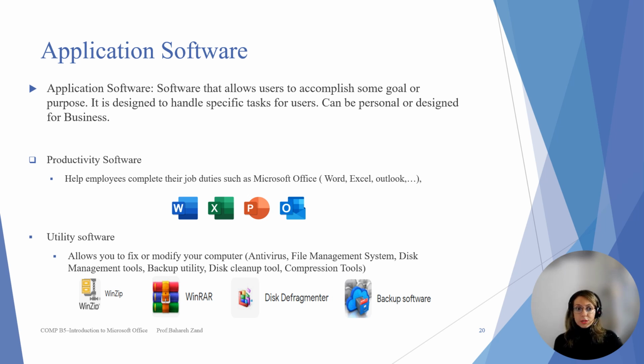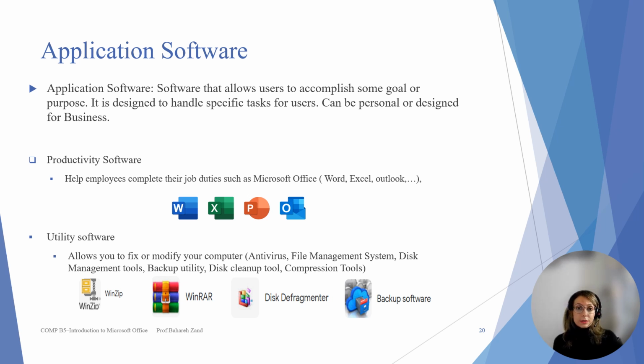One is productivity software. What is productivity software? It's specific software that helps the employee or the business owner complete their jobs. For example, if you are an employee, most of the day you're going to be using Microsoft Office products such as Word, Excel, PowerPoint, or sending your emails through Outlook. That is productivity software.